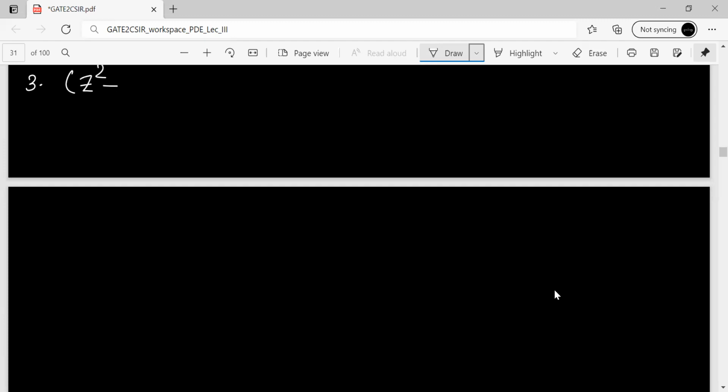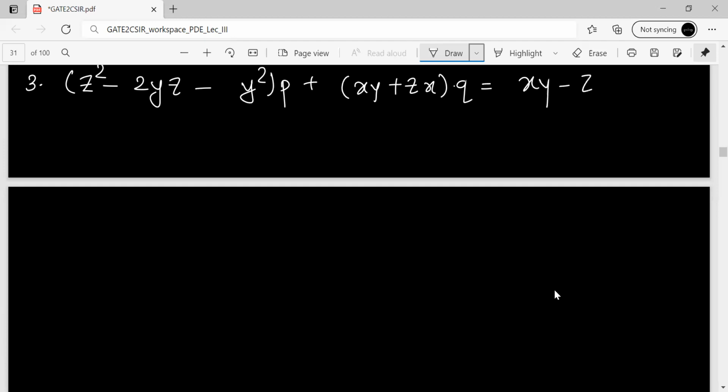z square minus 2yz minus x square into 3 plus xy plus zx into q equal to xy minus zx. So you can try solving this one. Now here, sometimes it may happen that it will not become completely 0. So you don't have to be disappointed. You still can complete the problem. Just think this.